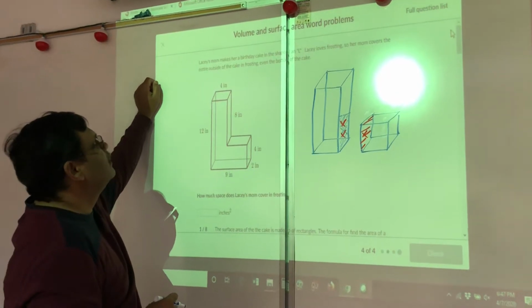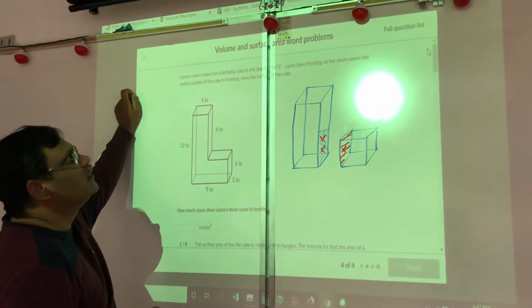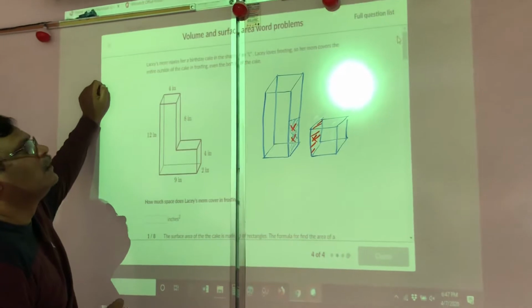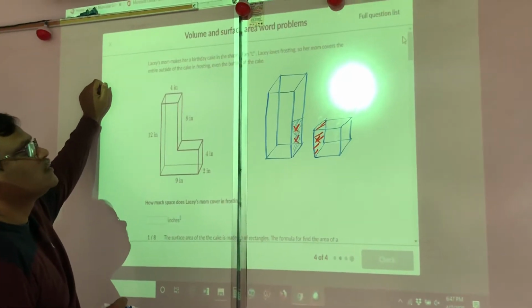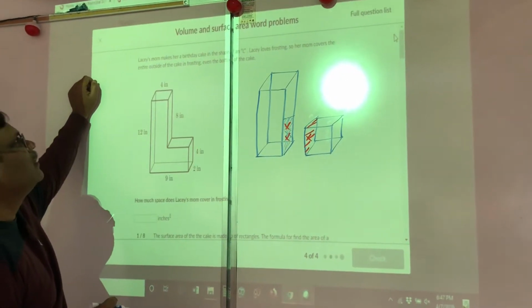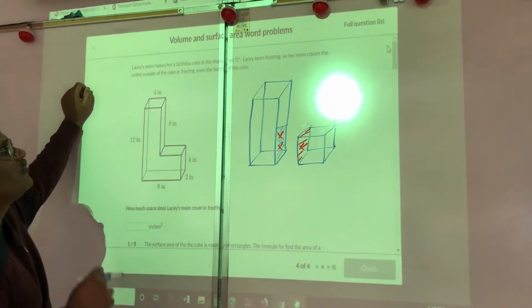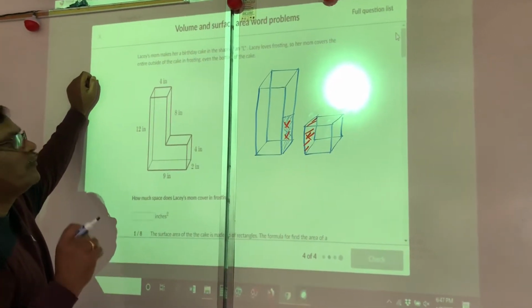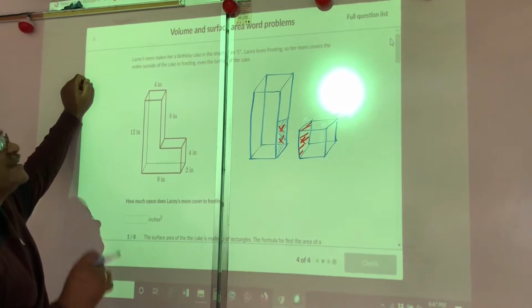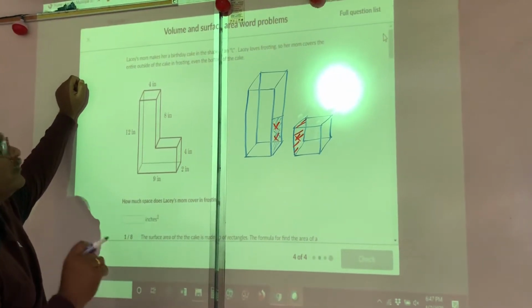The question is, Lacey's mom makes her a birthday cake in the shape of an L. Lacey loves frosting, so her mom covers the entire outside of the cake in frosting, even the bottom of the cake. So here the underlying thing is, even the bottom of the cake.